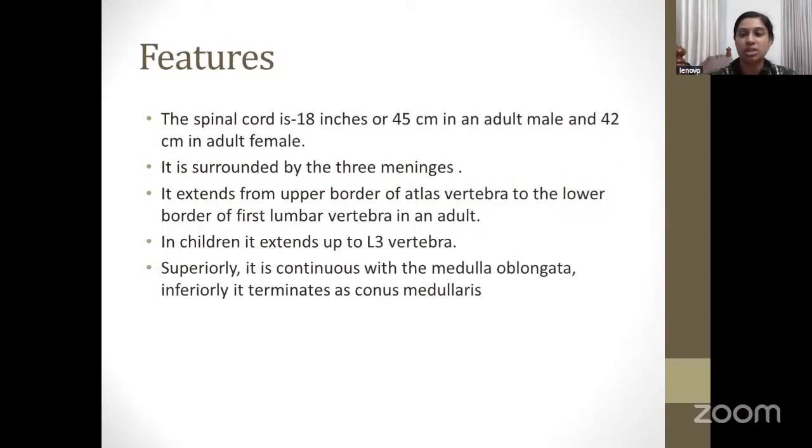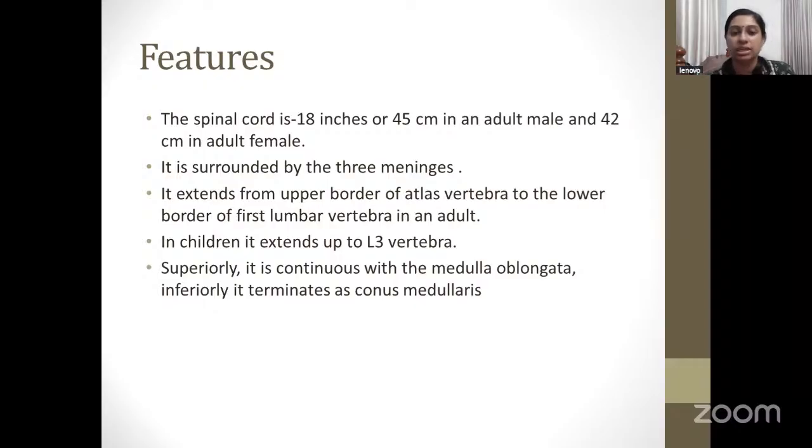Okay, so what are the features of the spinal cord? That is, what's the length of the spinal cord? It is about 45 centimeters in an adult male and about 42 centimeters in females, and it is surrounded by the three meninges, but there is a slight difference in the meningeal covering of the brain and the spinal cord that we'll discuss later.